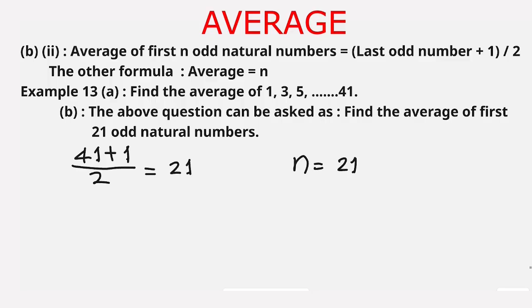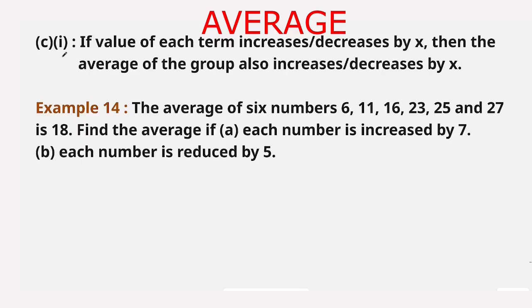I hope you have understood the question as well as the formula for solving it. We go to the next point. Point C, part 1. If the value of each term increases or decreases by x, then the average of the group also increases or decreases by x. And we will learn it through an example.